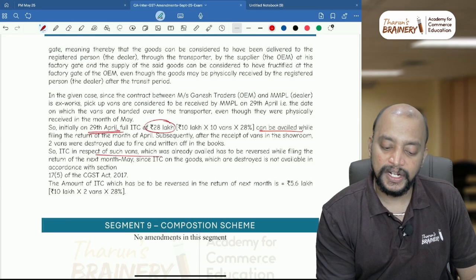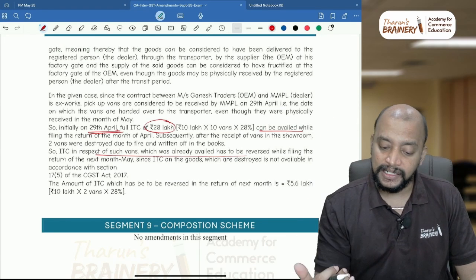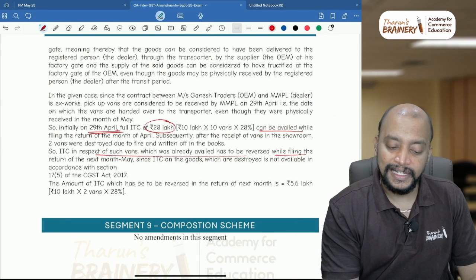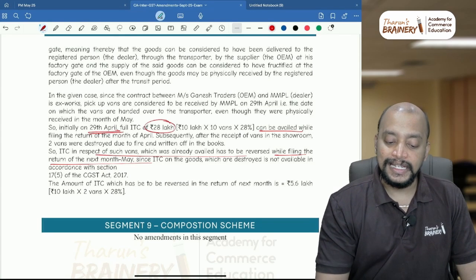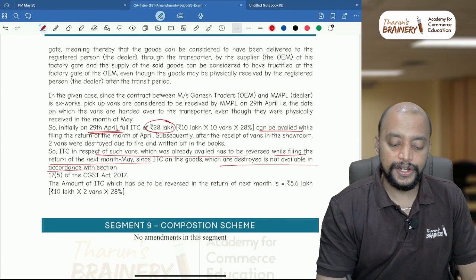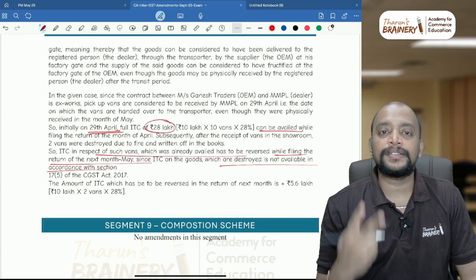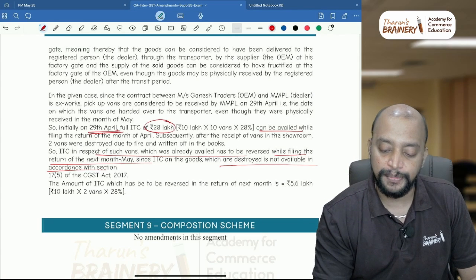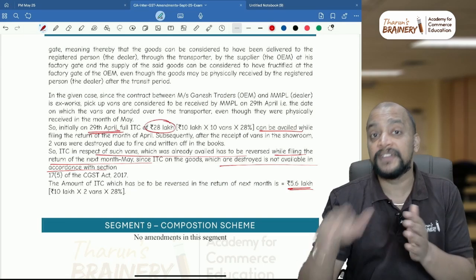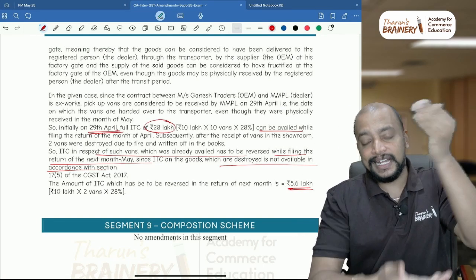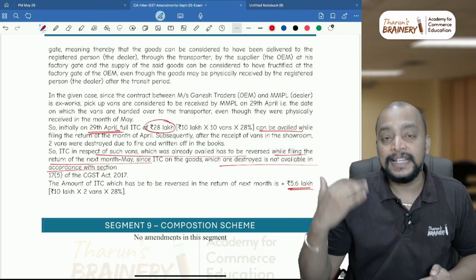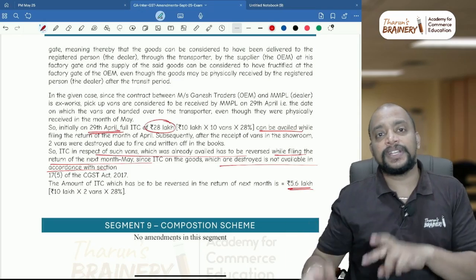So ITC in respect of such vans, which was already availed, has to be reversed while filing the return of the next month, that is May, since ITC on the goods which were destroyed is not available. So what is the cost of the 2 vans? 10 lakhs into 2 into 28%, 5.6 lakhs needs to be reversed in May month. In April month they can take ITC of 5.6 lakhs, and in May month they need to reverse 5.6 lakhs.